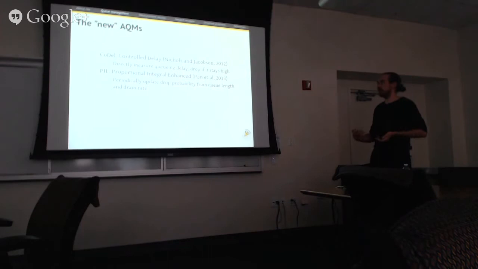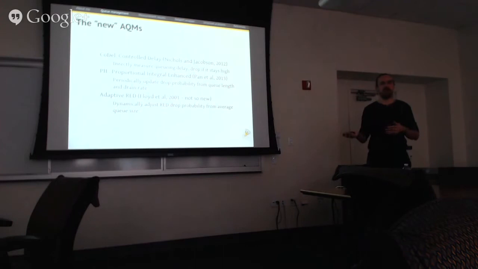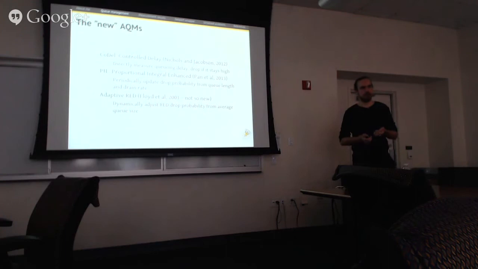And then some people have been trying to give the adaptive RED, which is maybe not so new, that's the reason why I have new in quotation marks, a bit of a renaissance, to see how that compares to some of these new algorithms. The adaptive thing just refers to the fact that this is a scheme to dynamically adjust the RED drop probability from the average queue size. So it takes away some of the parameters you have to tune for the RED algorithm and tries to set them for you. So just to refresh our memory for CoDel, if it stays high, you drop.